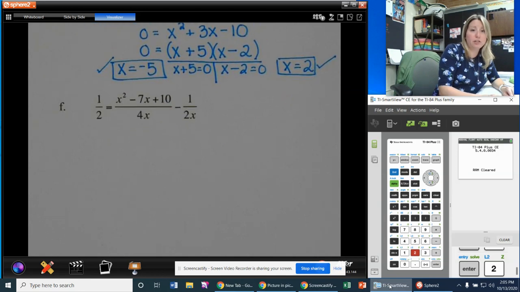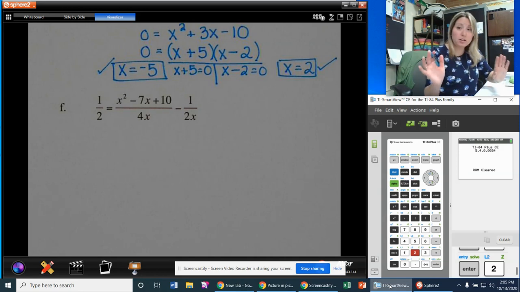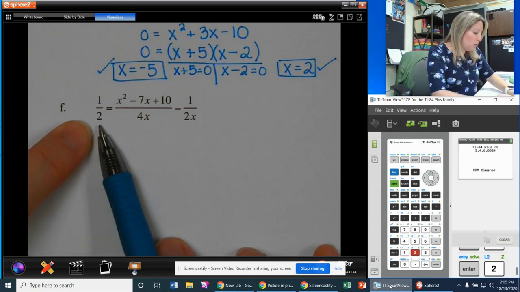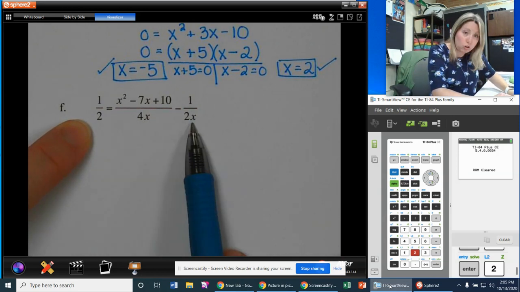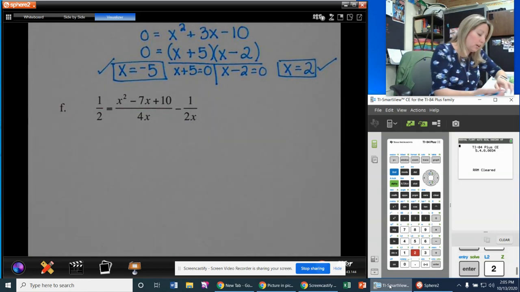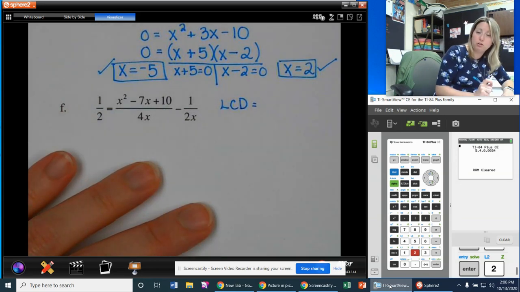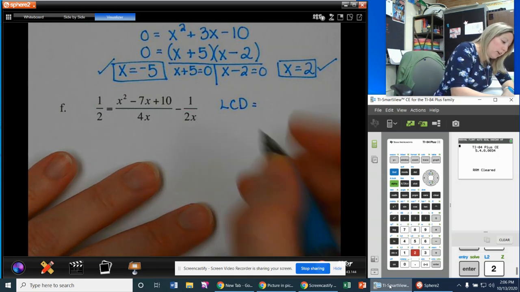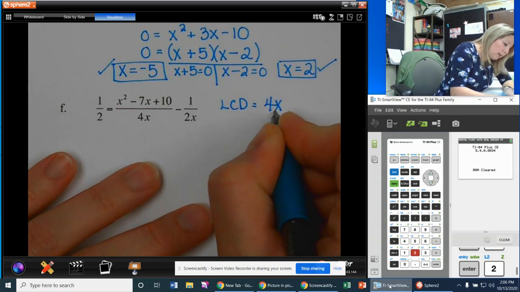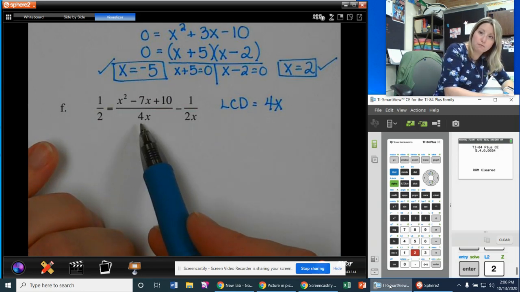Okay, actually we already saw F as far as LCD went, right? So just look at denominators. You got a 2, you got a 4x, you got a 2x. Well, we know that x has to be part of the LCD. We know we're going to have to state something x can't be. What can 2 and 4 both multiply to become? They can both multiply to become 4, right? So 4 and x multiplied together is what my LCD is. So 4x, which is one of your denominators, so that's good.